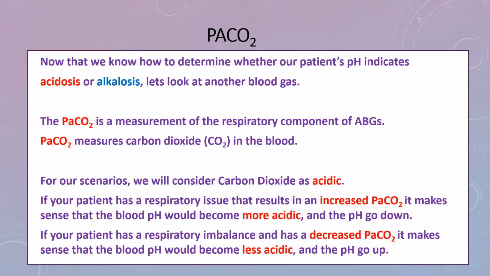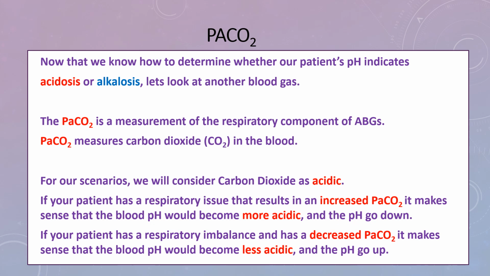Now that we know how to determine whether our patient's pH indicates acidosis or alkalosis, let's look at another blood gas. The PaCO2 is a measurement of the respiratory component of ABGs. PaCO2 measures carbon dioxide in the blood. For our scenarios, we will consider carbon dioxide as acidic.